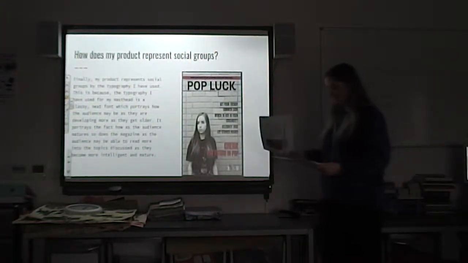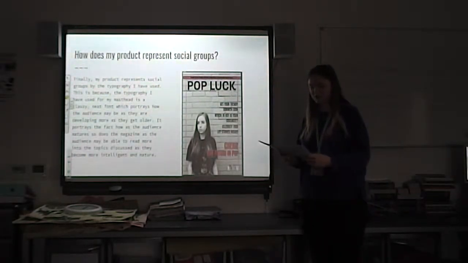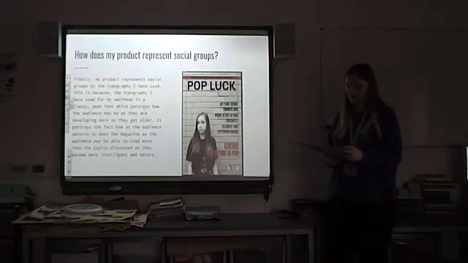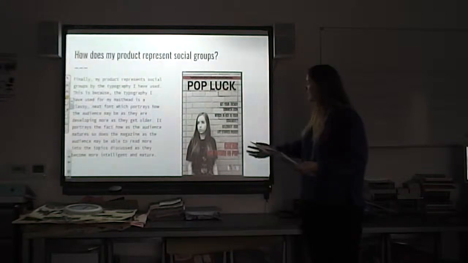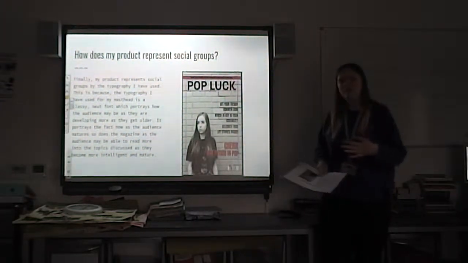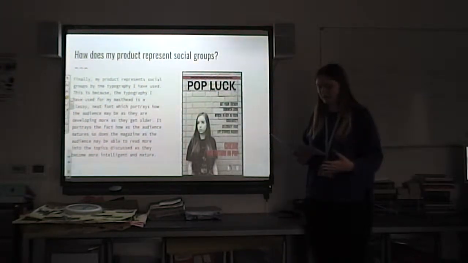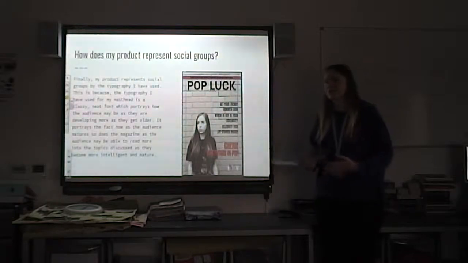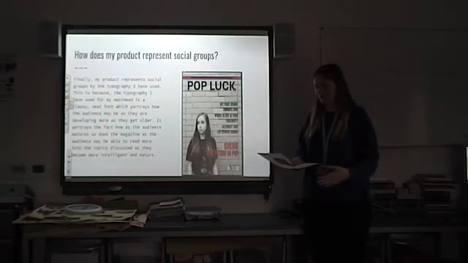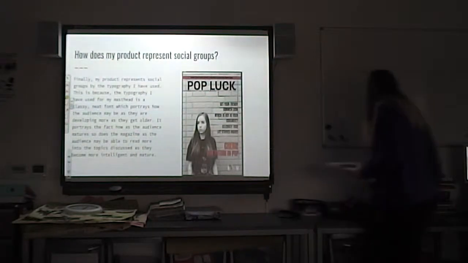And finally, my product represents social groups by the typography I've used. The typography I've used for my masthead is quite classy and neat, which necessarily won't be as appealing while they're younger, but as they start to mature, so will the magazine, and they will start to read more into the topics that are discussed each month as they mature and become more intelligent.